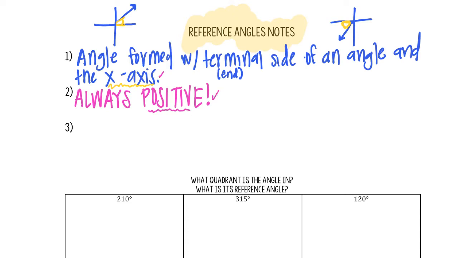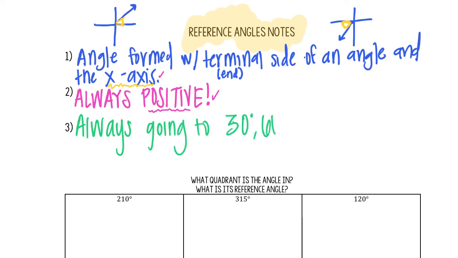Last thing you need to know is that when we work with our problems today and in the future, it is always going to be 30 degrees, 60 degrees, or 45 degrees. Well, you can have reference angles that are different than that. When we're talking specifically about the unit circle, our reference angles will always be 30, 60, or 45. And I think you will start figuring out when those occur in just a minute once we go through some examples.